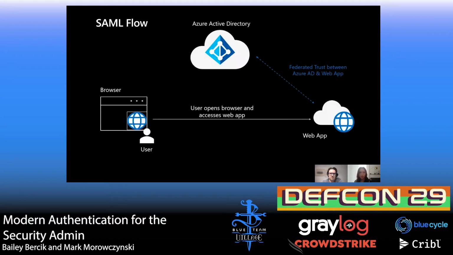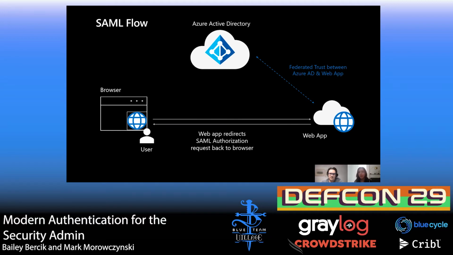To walk through what that would look like, as an example I have Azure Active Directory as the IDP since we come from that product group, but feel free to mentally substitute that for Okta or Google or whatever you use as your IDP. In this example, we have an end user who's trying to access a web app via their browser. It's important to note that there's a federated trust between Azure AD and that particular web app. First, the user opens a browser and accesses that web app. Then the web app redirects the SAML authorization request back over to the browser.